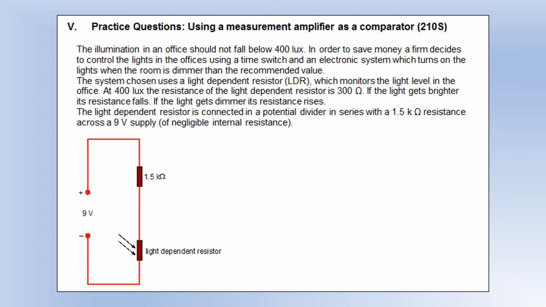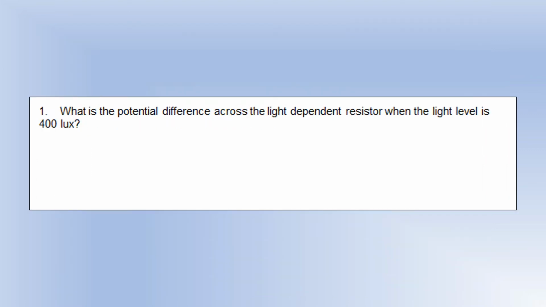Okay, so in this case we're looking at illuminating an office, and we want the light intensity, or the illumination, to not go below 400 lux, and we're going to use an LDR to achieve that. So at 400 lux, the LDR is 300 ohms, and if it gets brighter, the resistance falls. The LDR is connected in series with a 1.5 kilo ohm resistance, making a potential divider, and we've got a 9 volt supply with no internal resistance. Okay, that's our setup. So what is the potential difference when the light level is 400 lux?